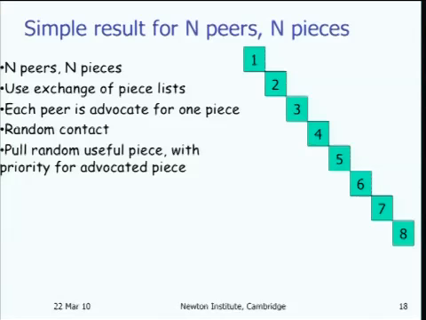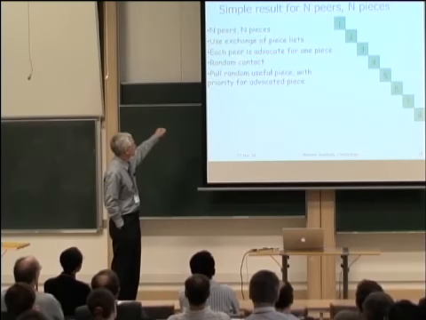So this is a result. I have a conjecture here. We haven't worked too much on this. This is the case when there are n peers and n pieces, and the initial state is that each peer has one piece. We use an exchange of piece lists, and it's a discrete time process. For the protocol we use, each peer is an advocate for one piece. They want to see that piece get distributed. And we assume there are random contacts.